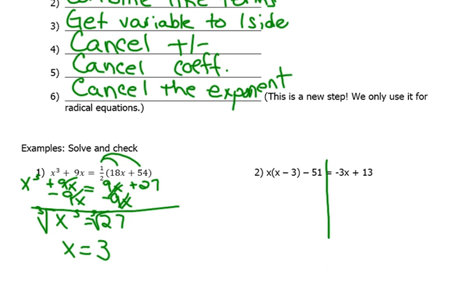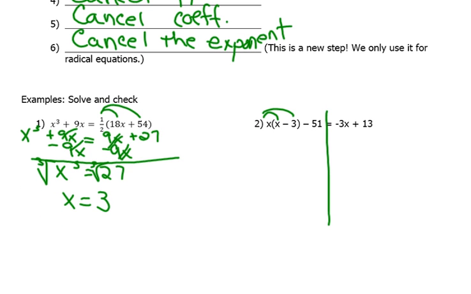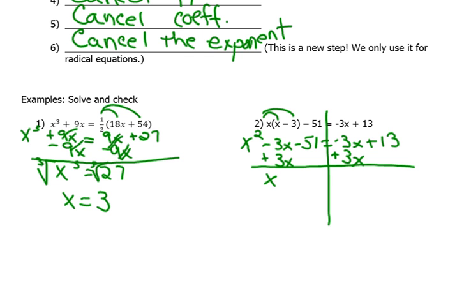So here we go. For number 2, got to get rid of the parentheses first. So now when we do this, x times x is x squared. X times 3 is 3x. Minus 51 equals negative 3x plus 13. I do not have any like terms, so now I need to get the variables on one side. So I'm actually going to add 3x to both sides because my goal is to try to get my variable with the exponent by itself. So the 3x's are going to cancel and I'm left with 13.